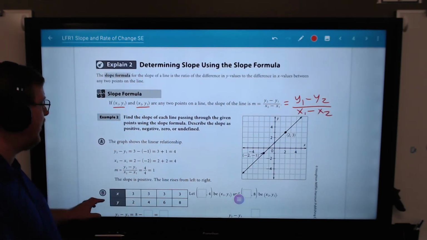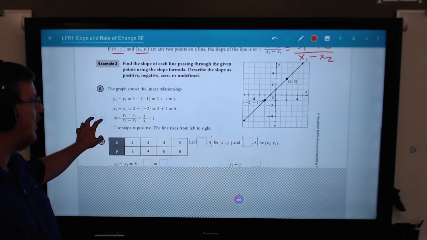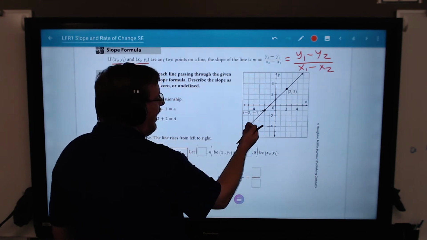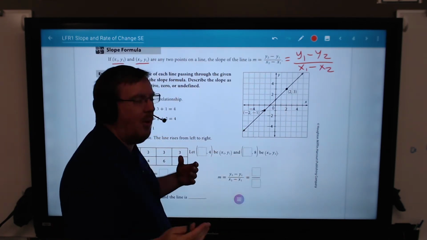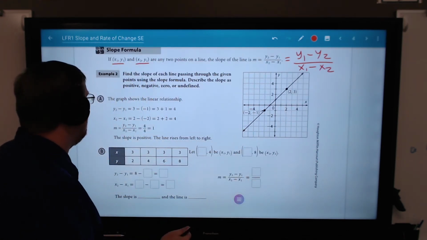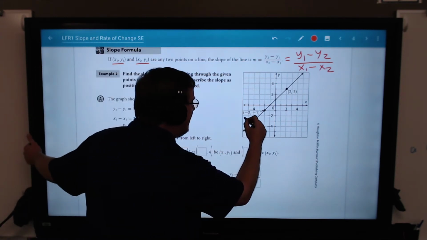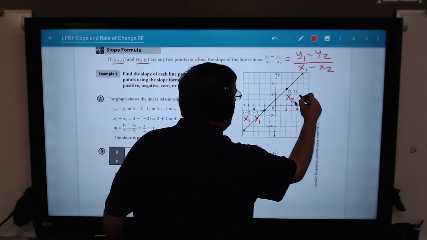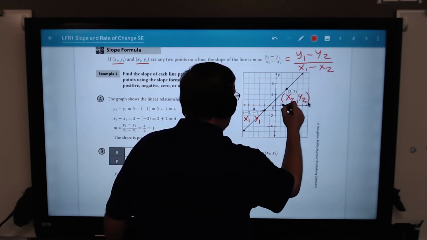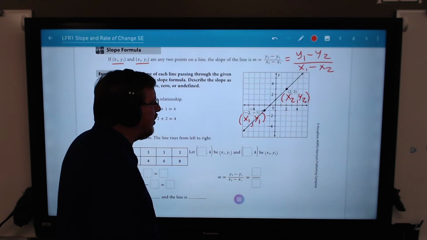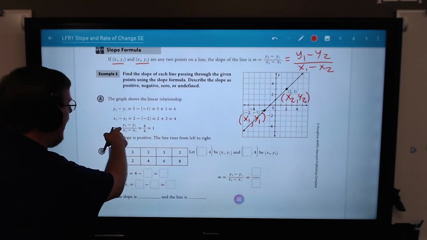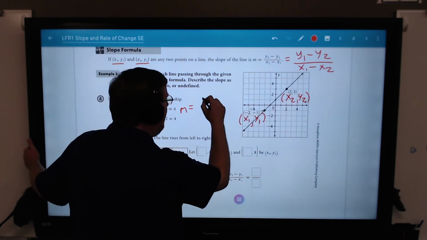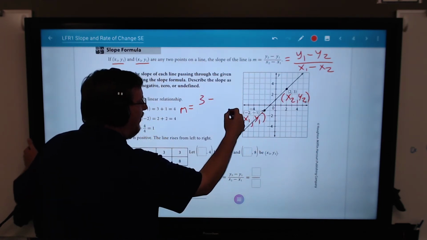Okay, so let's take a look at an example here. I've got this one here. I've got -2, -1, and 2, 3 are points on this line that define this line. So I'm going to treat this as my x1, y1. I'm going to treat this as my x2, y2. So if I'm using the slope formula of y2 minus y1, so m equals y2, that is 3, minus y1, that's -1.